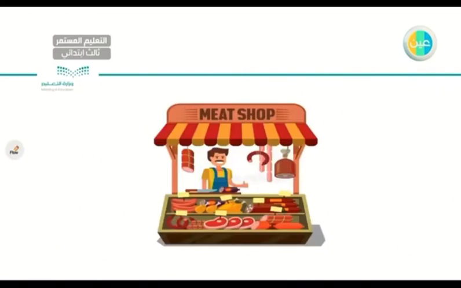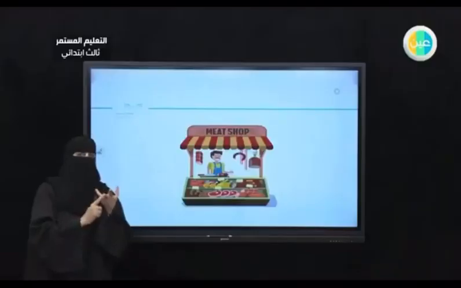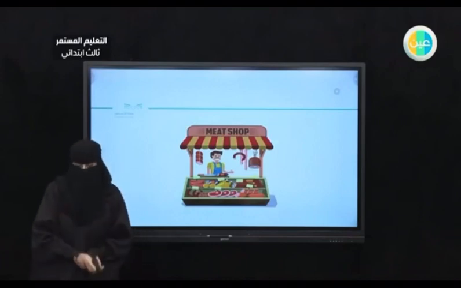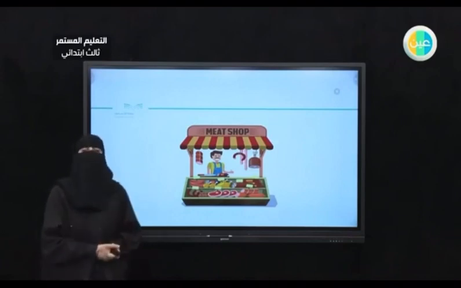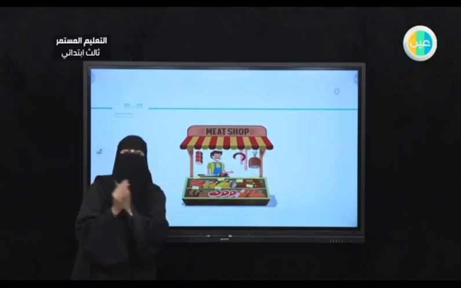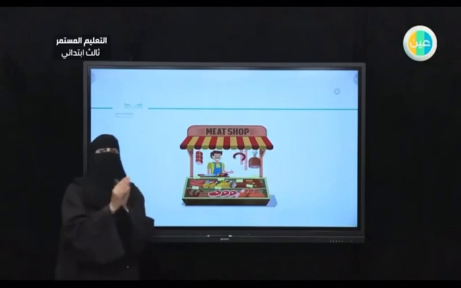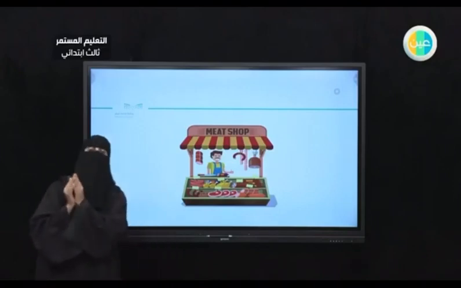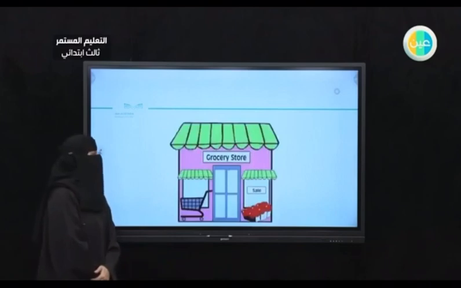How about this shop? Can we buy tomatoes, apples from here? The answer is definitely no, but we can buy different items or different things. Like what, my dear student? We can buy meat. We can buy chicken, right? We can buy sausages sometimes. We can buy turkey, right? Okay, so what do we call this place? It's called meat shop or butcher shop, right? Meat shop and or butcher shop. Very good. Let's go to the next one.